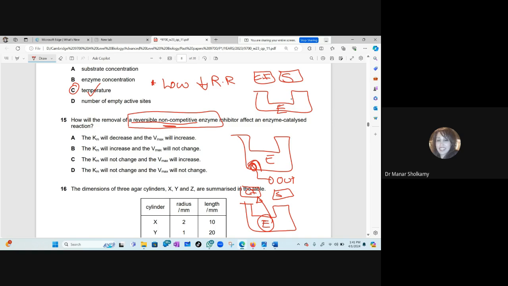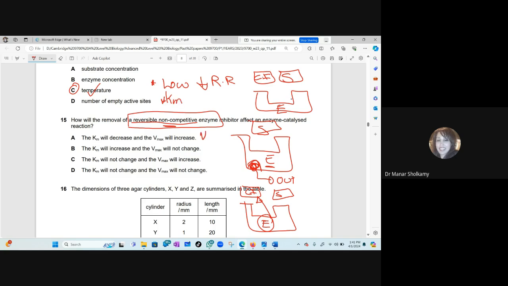But in the case of a non-competitive inhibitor, the affinity or the love of the enzyme to the substrate will not be affected. There are just some circumstances that are preventing the enzyme from binding with the substrate. Once these circumstances leave, the enzyme will go to the substrate straight away without thinking. Are you with me, Noor? Do you remember this? Yes, I remember. So the non-competitive inhibitor, its affinity or the Michaelis constant will not be affected.